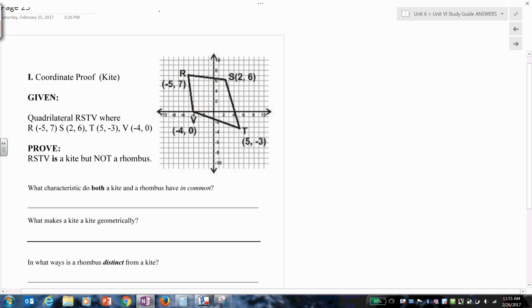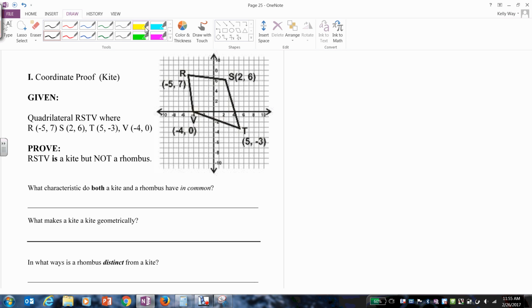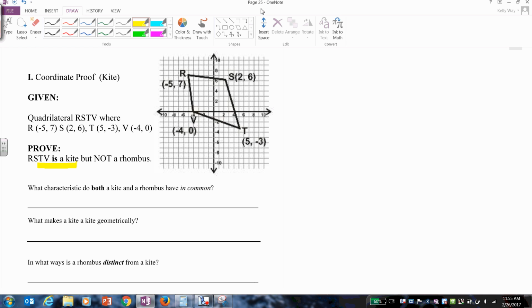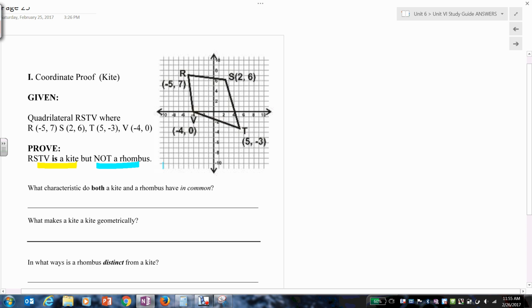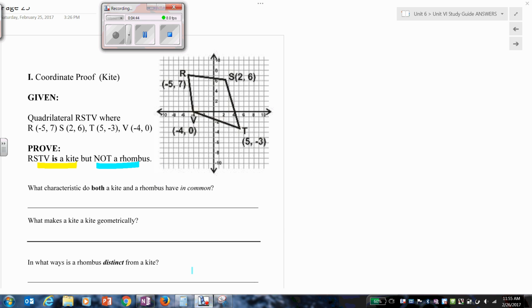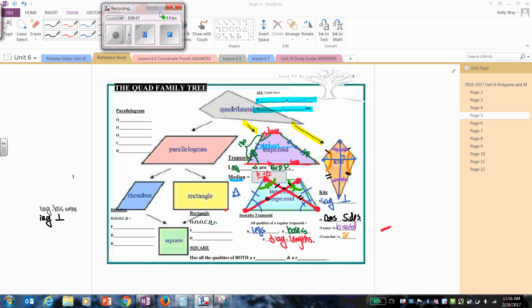Another coordinate proof. We have quadrilateral RSTV. And we're trying to prove that it is a kite, again, positive proof, that it is a kite, but not a rhombus. You ask yourself mathematically, what makes a kite, and what makes a rhombus a rhombus? So let's first ask ourselves, what does a kite and a rhombus have in common?